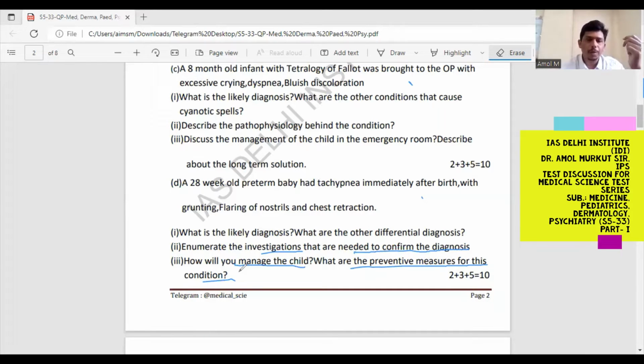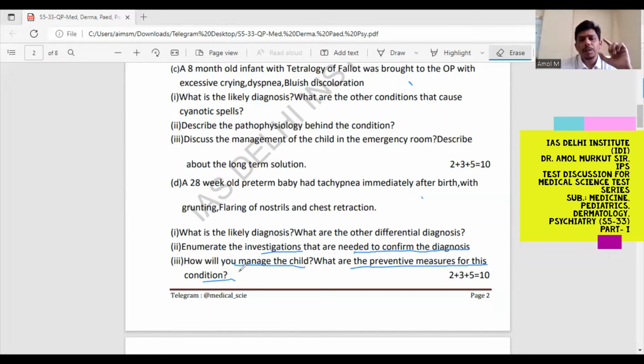In supplementary, what you have to do? You have to give O2. Then you have to maintain his metabolic status, prevent or correct the acidosis, maintain the blood glucose levels. These are the supplementary treatment: hydration, blood glucose levels, electrolyte balance, prevention of metabolic acidosis, respiratory acidosis, and correction of the respiratory acidosis. This is the supplementary treatment.